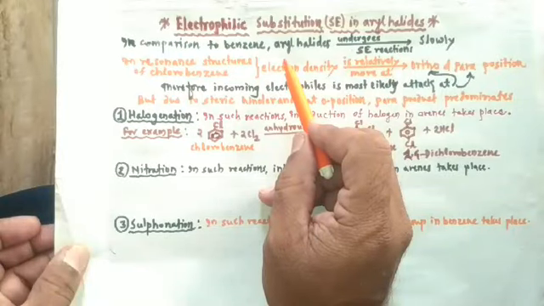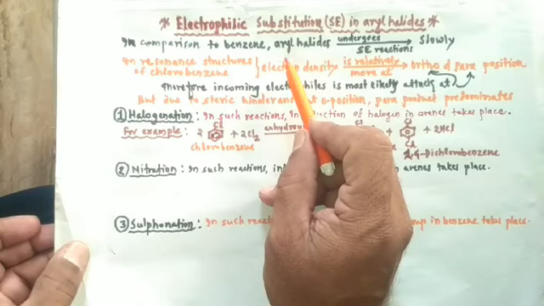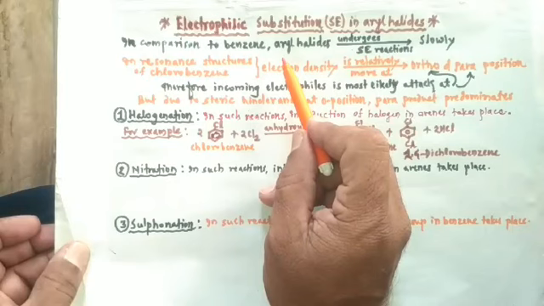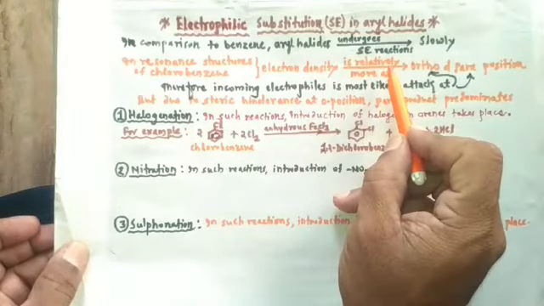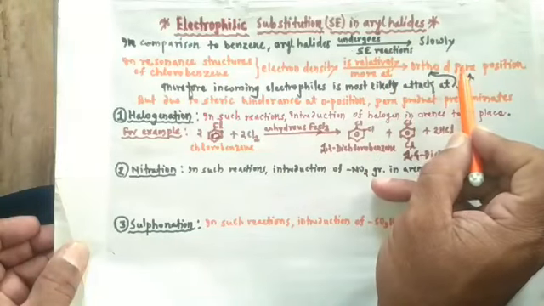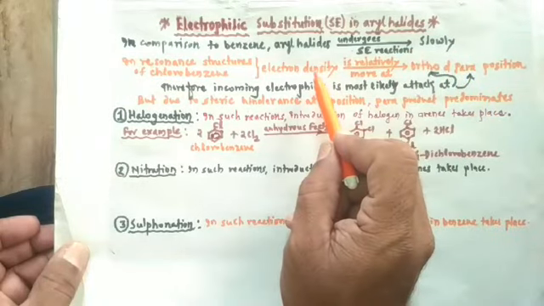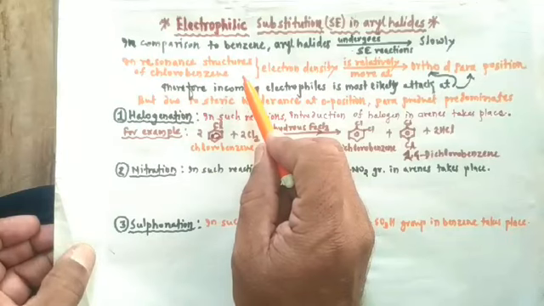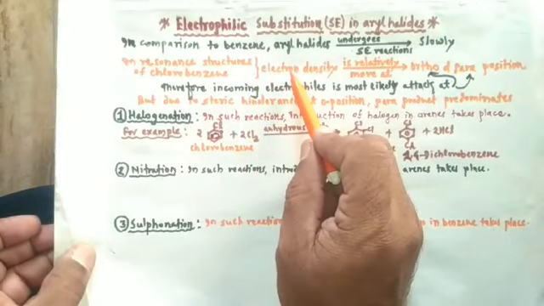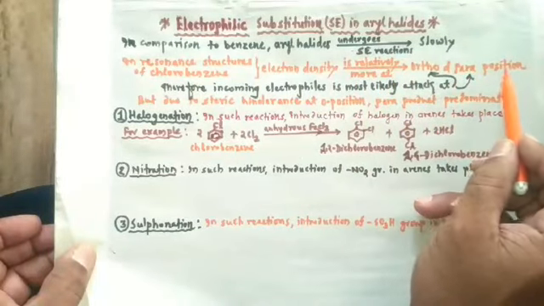In the resonance structures of chlorobenzene, we saw yesterday that the electron density is relatively more at the ortho and para positions. In yesterday's lecture, we studied different resonating structures of chlorobenzene. At that time, we studied that electron density is relatively more at the ortho and para positions.